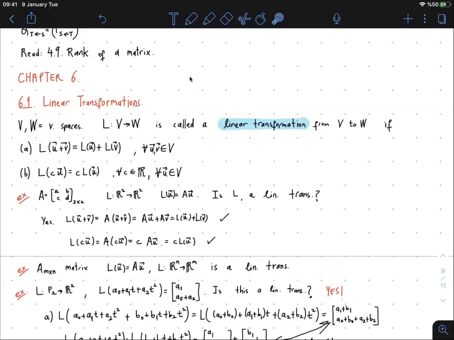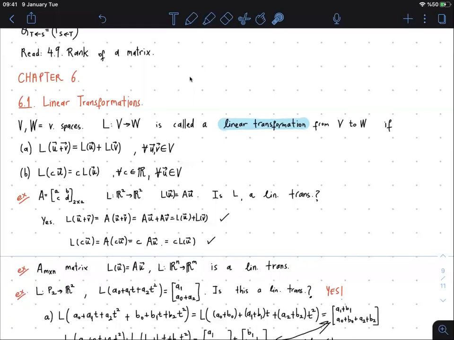Basically, what it says is that a linear transformation respects vector addition. What do I mean by that? I mean that if I add two vectors and take the linear transformation, I get the same thing as first applying the transformation to these vectors separately and then adding them. And the same thing is true for scalar product.